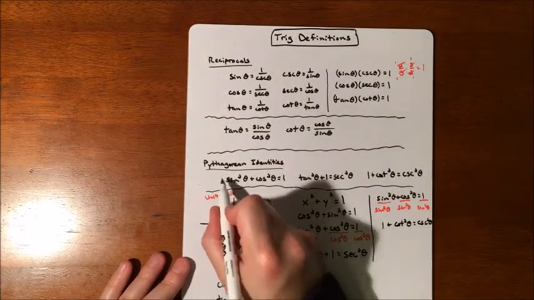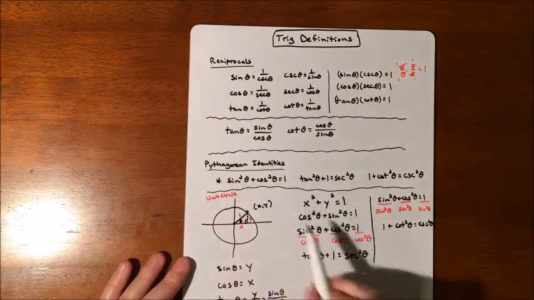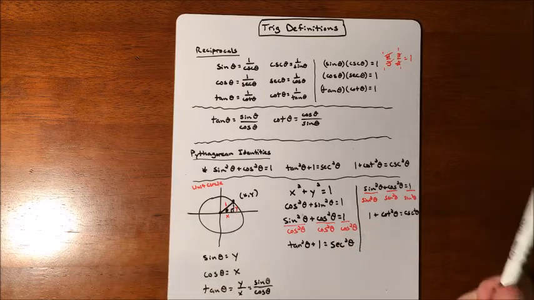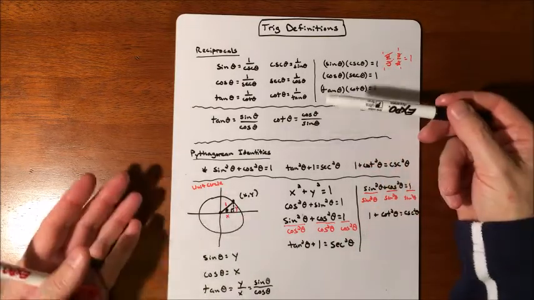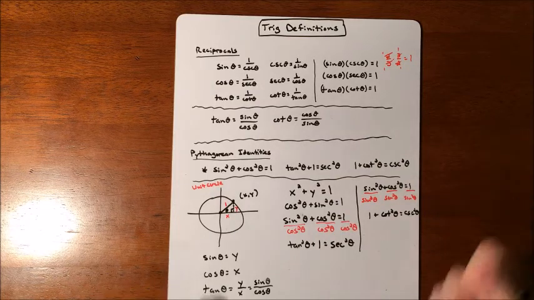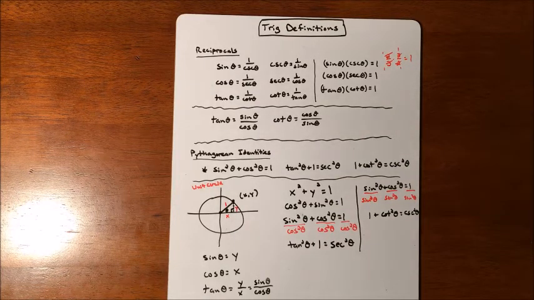So this is the big one, and then you can manipulate it to create anything. That's going to be happening later in a trig class. You're going to do all sorts of manipulations to go from something to something else. But these are some of your main ones that you're definitely going to be using frequently. So that was an introduction to some trig definitions.